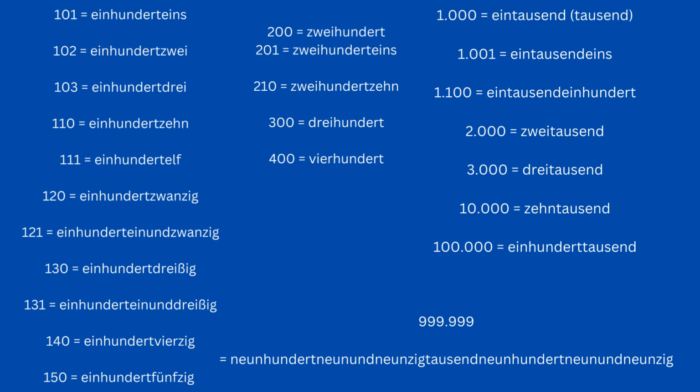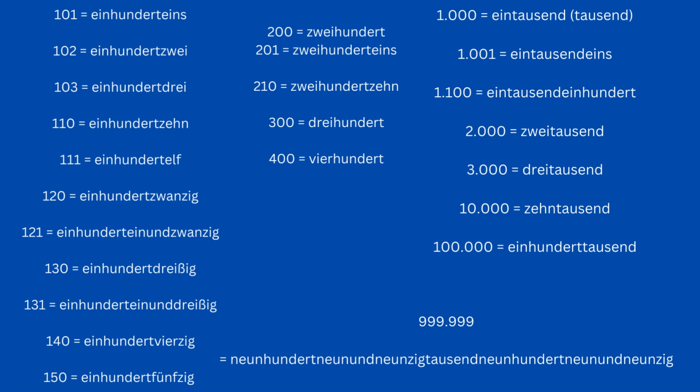101 is 101, 102 is 102, 103 is 103, 110 is 110, 111 is 111, 120 is 120, 140 is 140, 150 is 150, 300 is 300, 400 is 400, 10,000 is 10,000, 100,000 is 100,000, 1,001 is 1,001, and normal 1,000 is 1,000 or just 1,000.